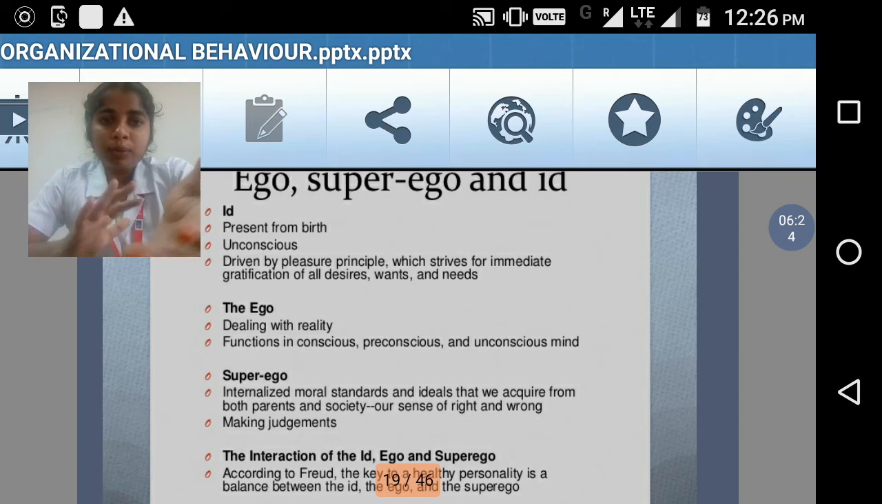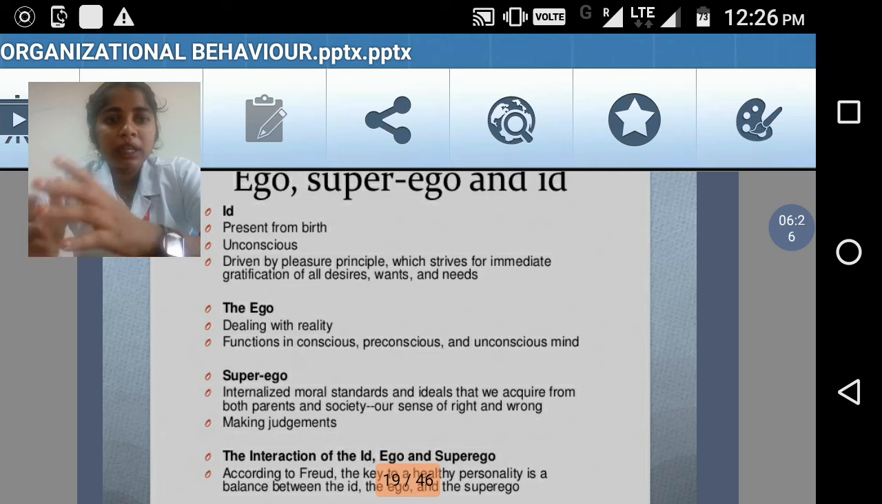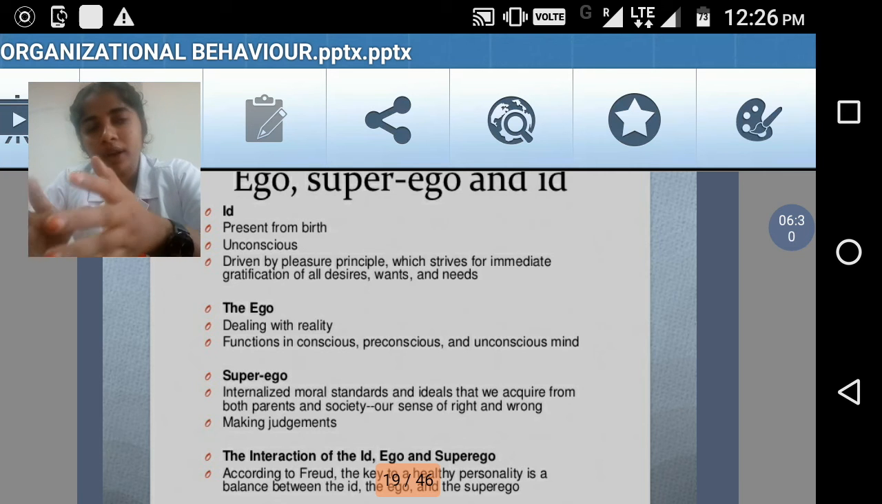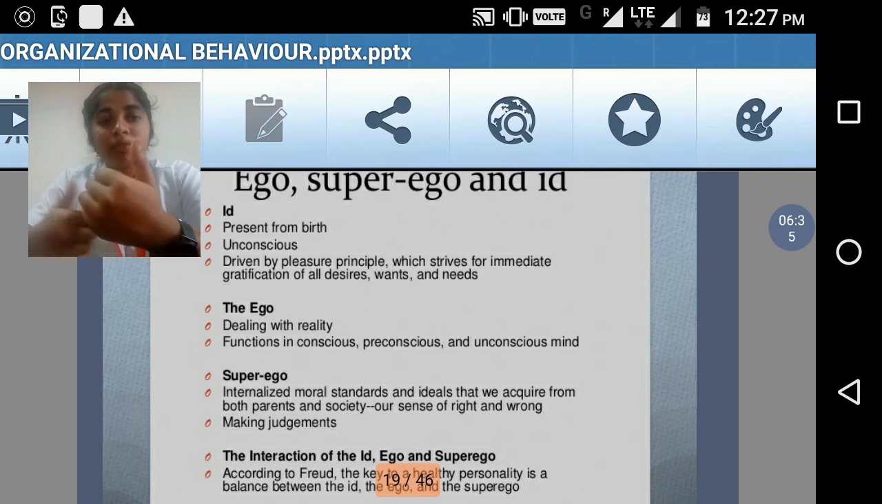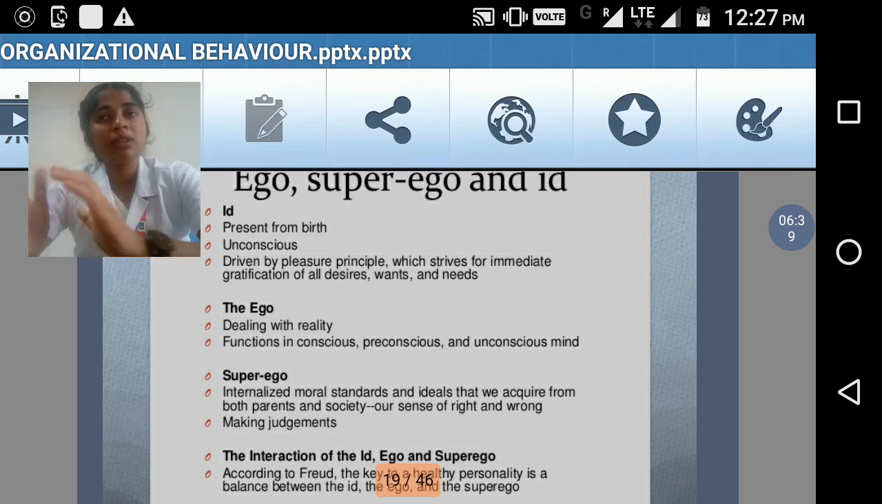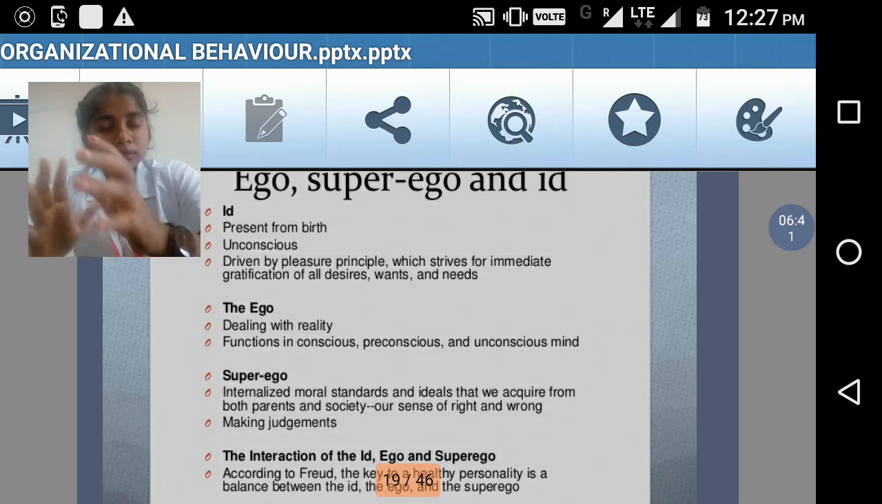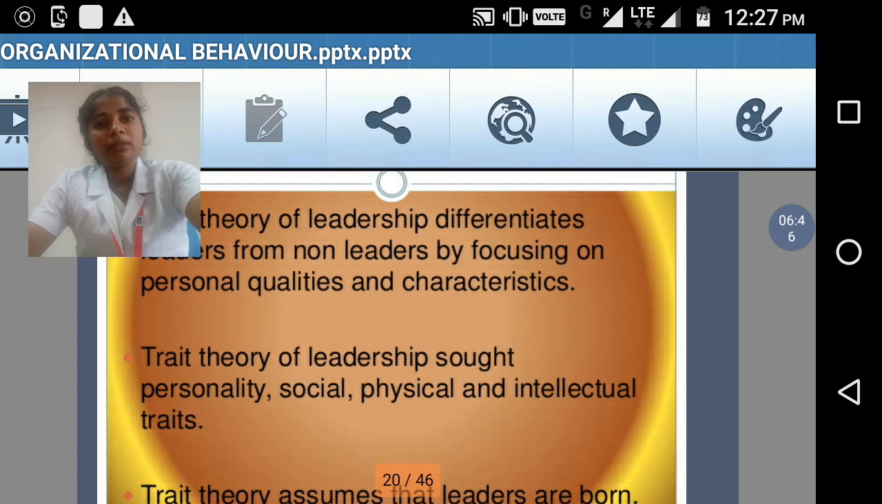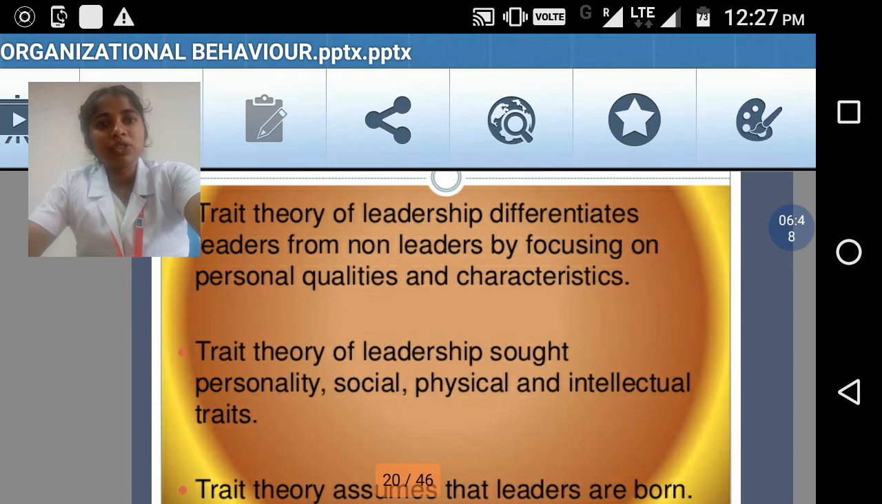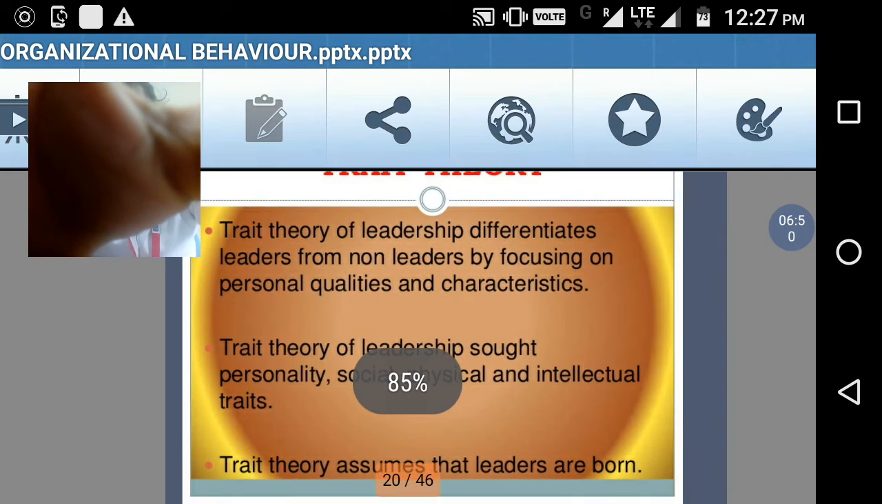Next, the interaction of the id, ego and superego is, according to Freud, the key to a healthy personality: the balance between the id, ego and superego. Each and every human being is also like that. We are able to categorize people as id, ego, superego. These terms were explained by Sigmund Freud.